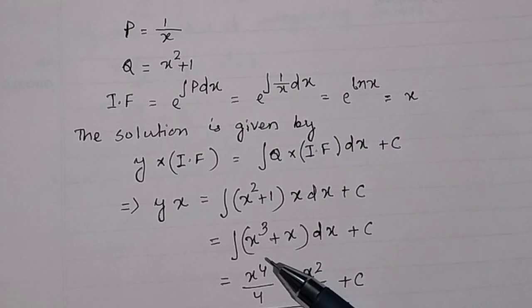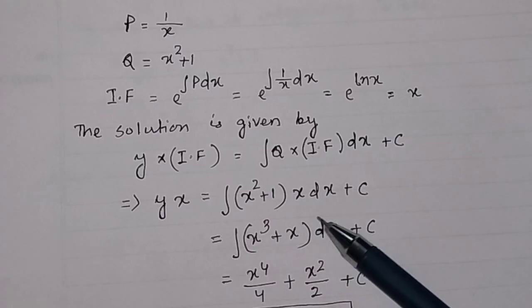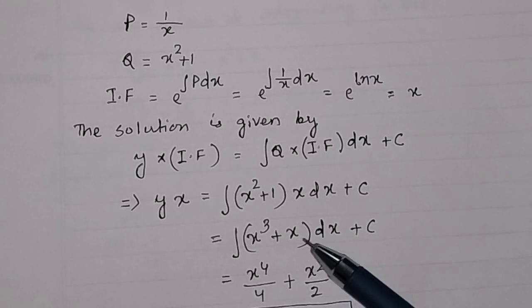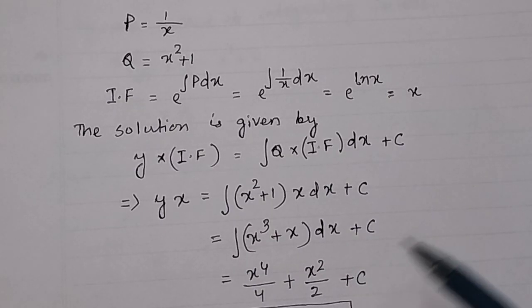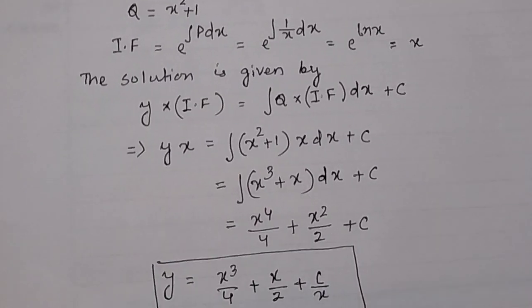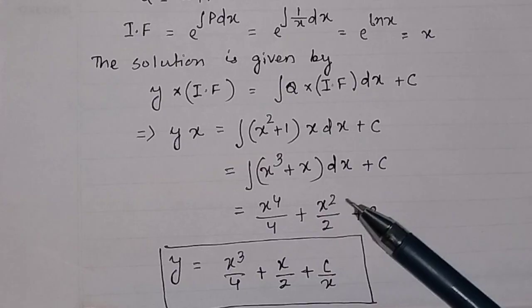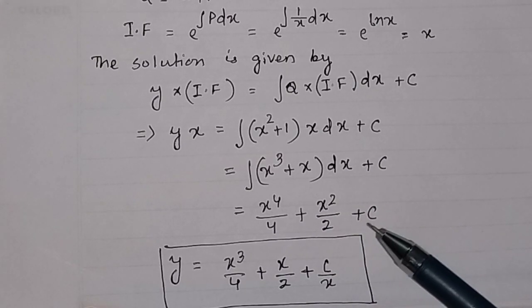So if you find the integration of x cube dx, that will be equal to x4 divided by 4, and the integration of x dx will be equal to x square by 2, plus c. So yx will be equal to x4 divided by 4 plus x square divided by 2 plus c.